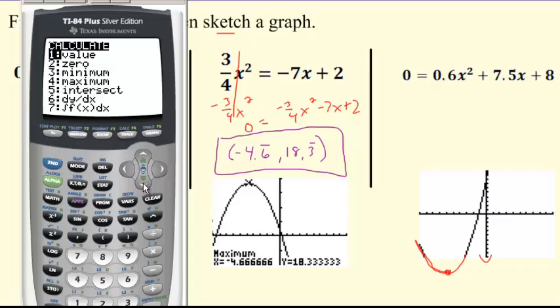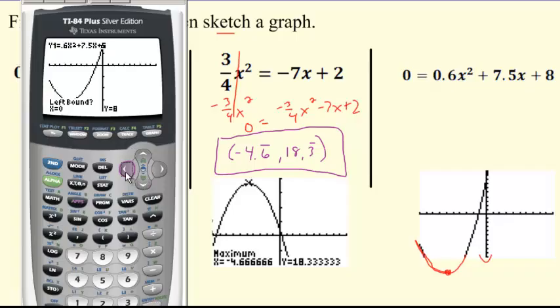And let's finish this out. So I'm going to find my minimum. Boom, get over there.